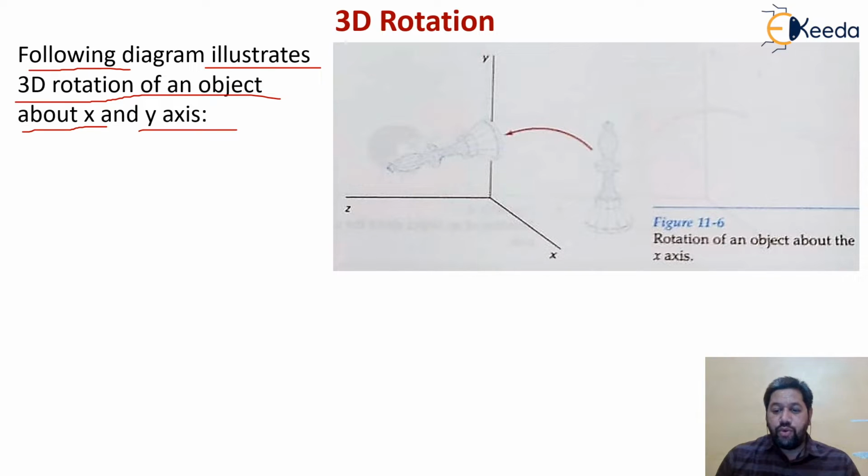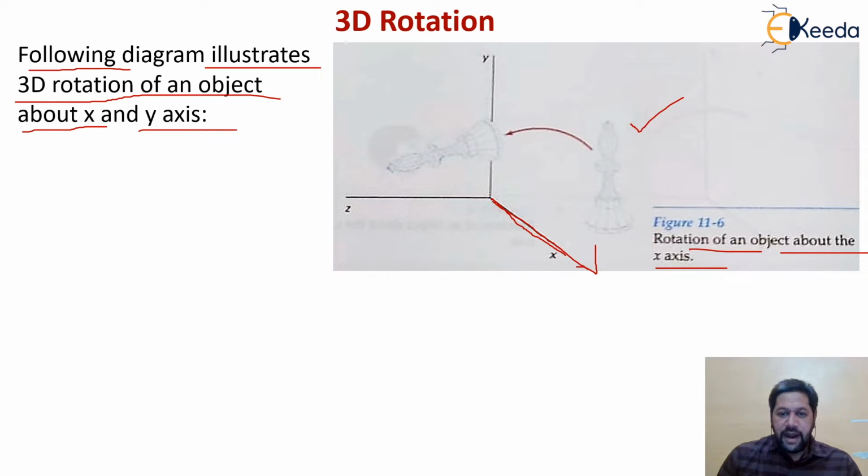The first one, the rotation of an object about the x-axis. About the x-axis I'm going to rotate. So where do I have the x-axis? You can find it here. See, this is my x-axis. This was my original object. You can find the object over here. Maybe it is a little bit blurred, but it is visualized.